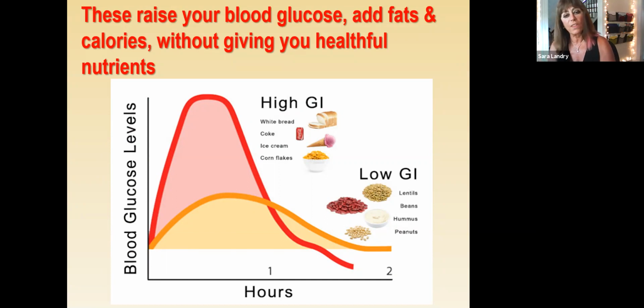These are the foods we call high glycemic load. So white bread, Coke, ice cream, cornflakes. See, those are your high glycemic load. The ones in red raise your blood sugar levels so fast. It's really hard for insulin to get all that sugar out of your blood. Lower glycemic foods like lentils and beans and hummus and peanuts, you can eat them, and they don't raise your blood sugar so fast.